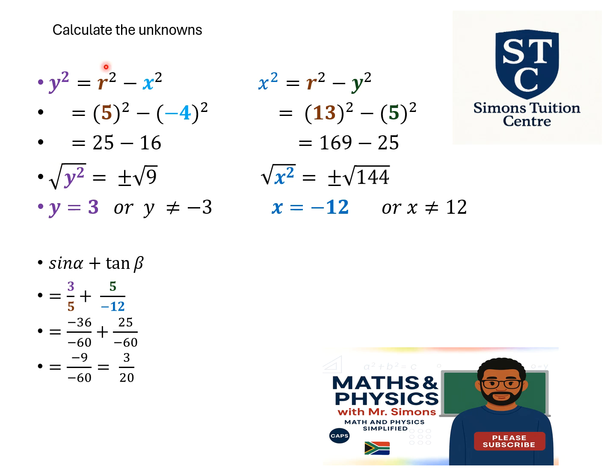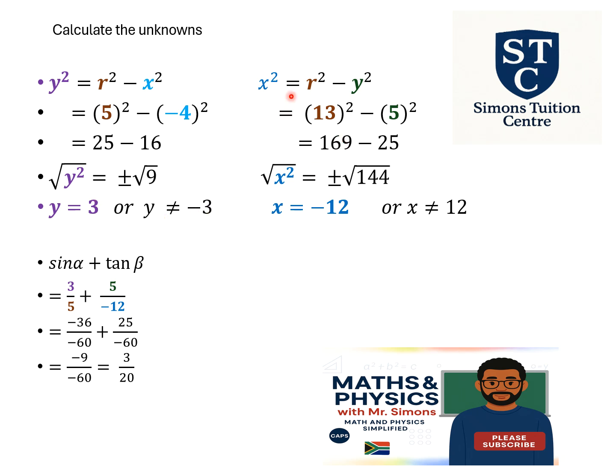So from the one, y squared equals r squared minus x squared. R was 5 and x was 4. So 25 minus 16 gives me 9. Y squared is plus minus square root 9, but in the second quadrant, y is positive. So y equals 3, y not equal to negative 3.